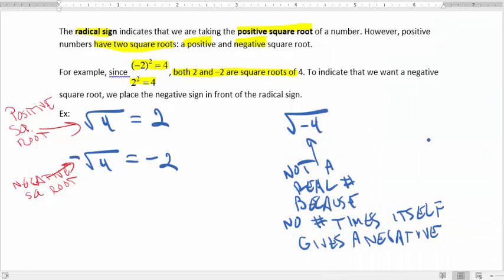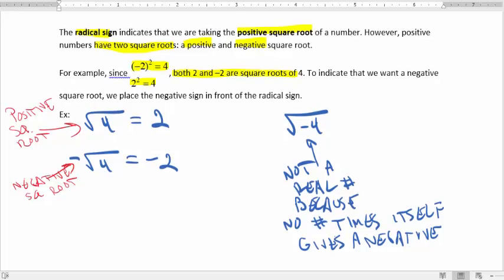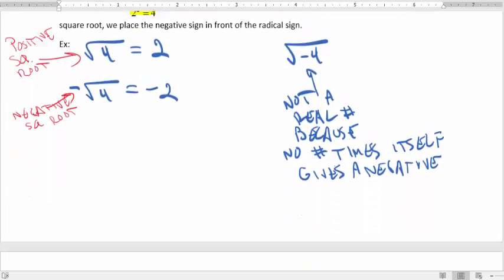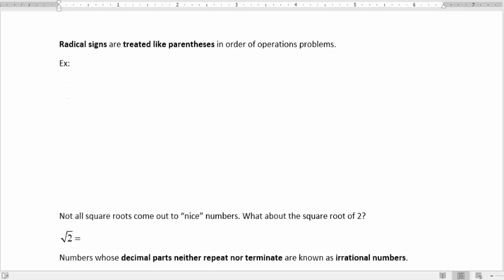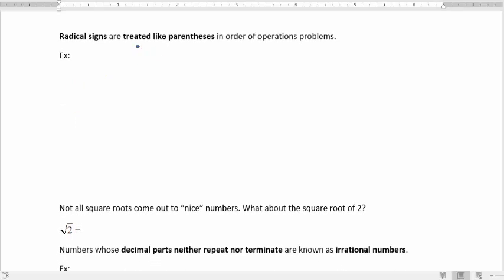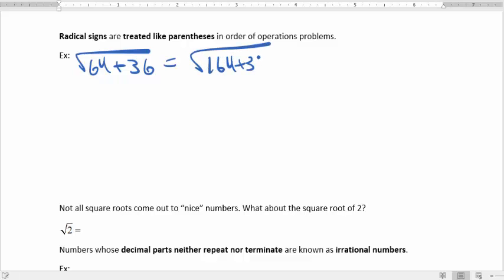So you can't take the square root of a negative number for our purposes, because no number times itself gives you a negative. So when you're doing order of operation problems, you treat radical signs like parentheses. If you had the square root of 64 plus 36, that's really like the square root of parentheses 64 plus 36, right? So you do the thing underneath that radical sign first. 64 plus 36 gives you 100, and then this is actually going to be 10.